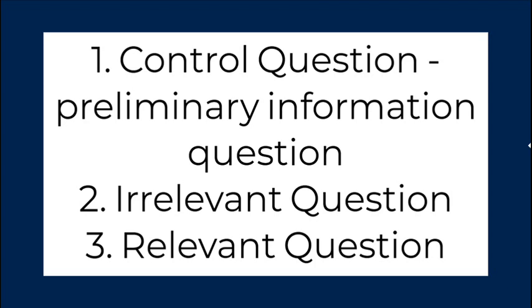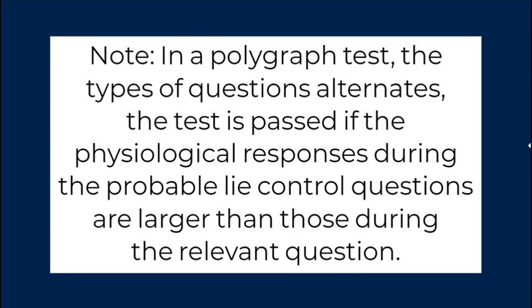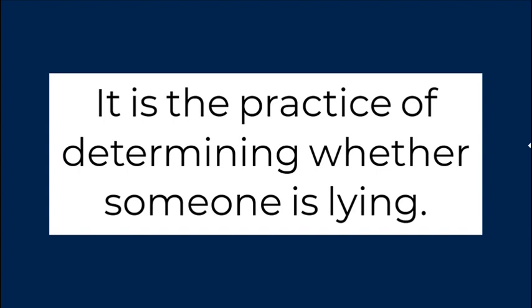Types of questions in a polygraph test. 1. Control question, preliminary information question. 2. Irrelevant question. 3. Relevant question. Note, in a polygraph test, the types of questions alternate. The test is passed if the physiological responses during the probable lie control questions are larger than those during the relevant question. Lie detection. It is the practice of determining whether someone is lying.